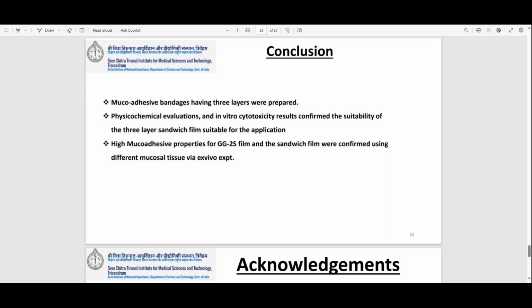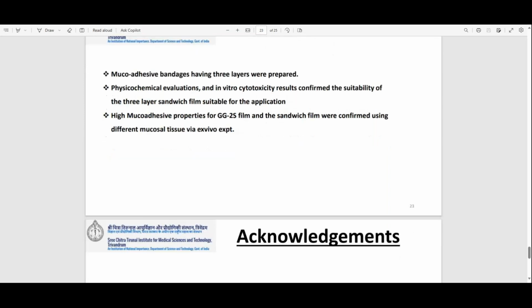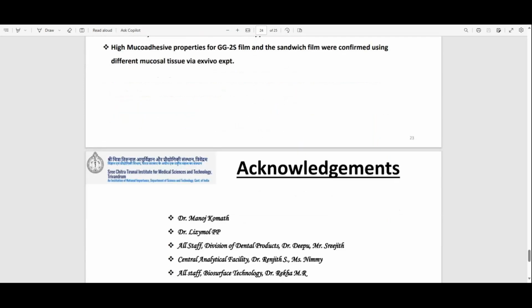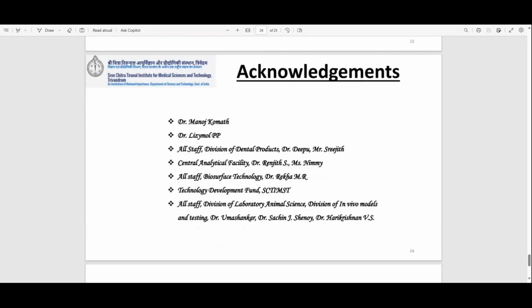Here we show the rat intestinal mucosa, and the pig oral mucosa values I am not showing here, but that's also giving very good results. It's also showing a significant improvement in the mucoadhesive properties after this modification.